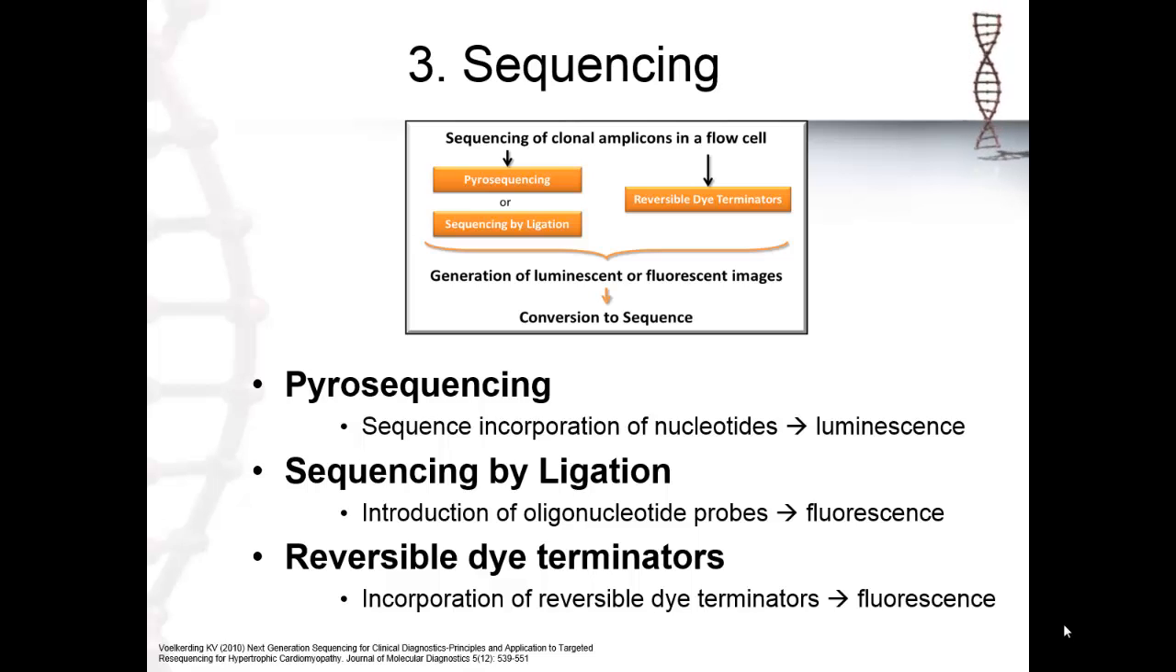There are various methods of sequencing, such as pyrosequencing, sequencing by ligation, and reverse dye terminators. Pyrosequencing works with sequence incorporation of nucleotides and using luminescence. With sequencing by ligation, they introduce oligonucleotide probes with fluorescence. And reverse dye terminators incorporate reversible dye terminators that use fluorescence.